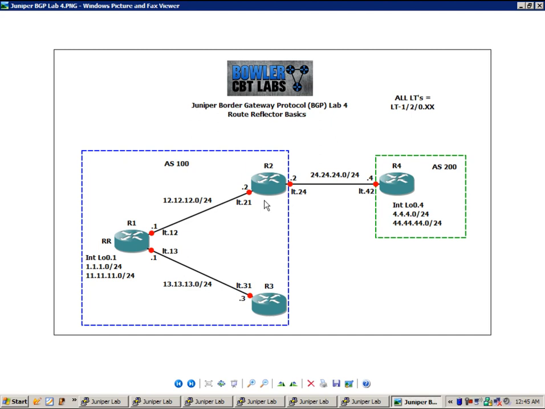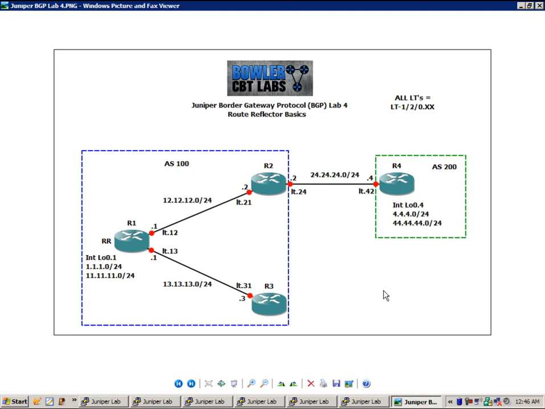Logical tunnels are used in this case in conjunction with logical systems. So all these routers are virtual routers, router 1, 2, 3, and 4, all in one physical Juniper router. If you're not familiar with logical systems, you can watch my Logical Systems Lab 1 and 2, in which I describe in detail logical systems, how to configure them, verify their operation, and why you would use them.